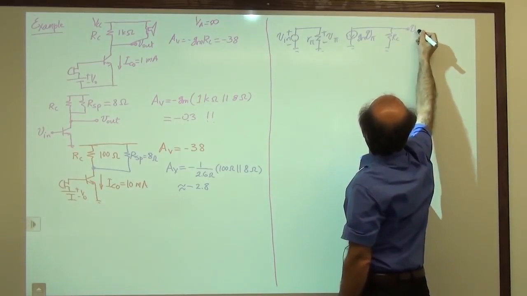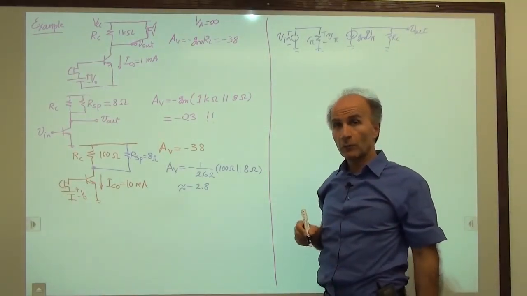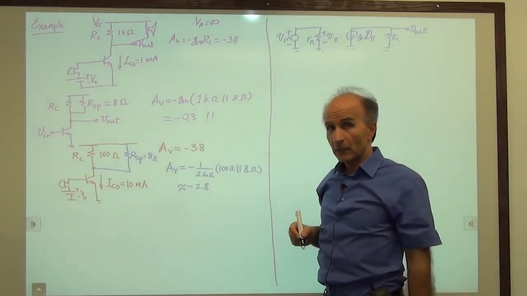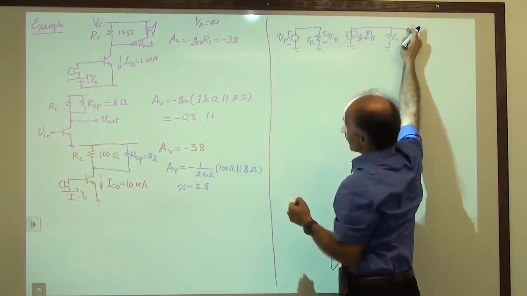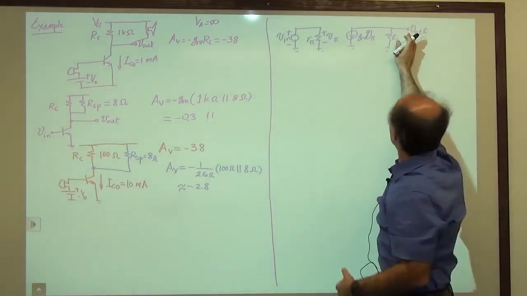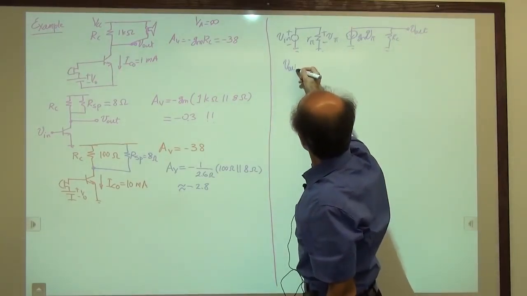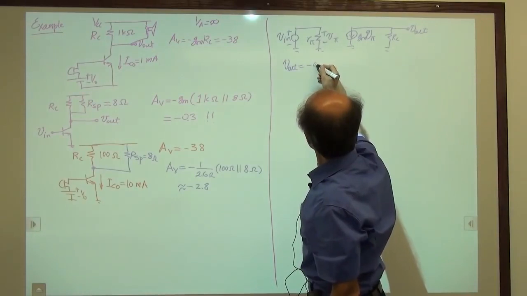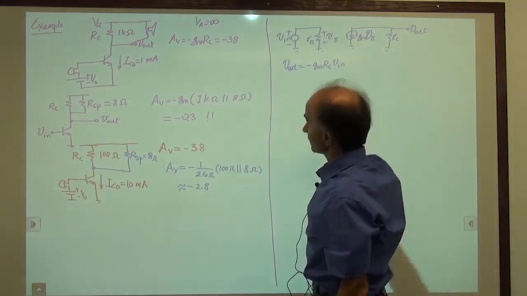V out. So this is before we connect the speaker. And we would like to form the Thevenin equivalent. For the Thevenin equivalent, what we know is that first we find the voltage at the output before the circuit is connected to the rest of the world. We know that voltage, right? So we know that V out is equal to minus gm RC times V in.